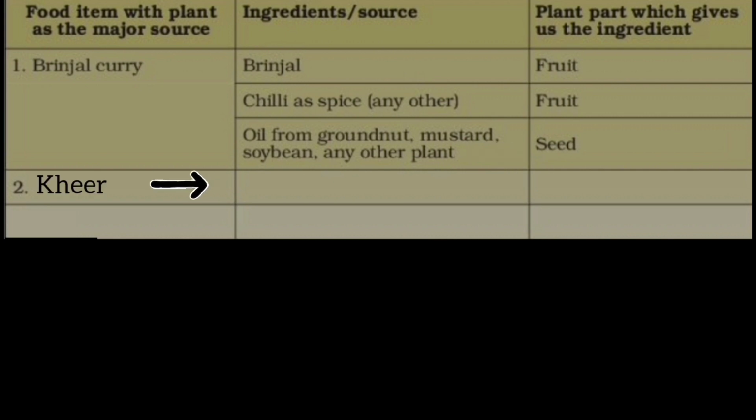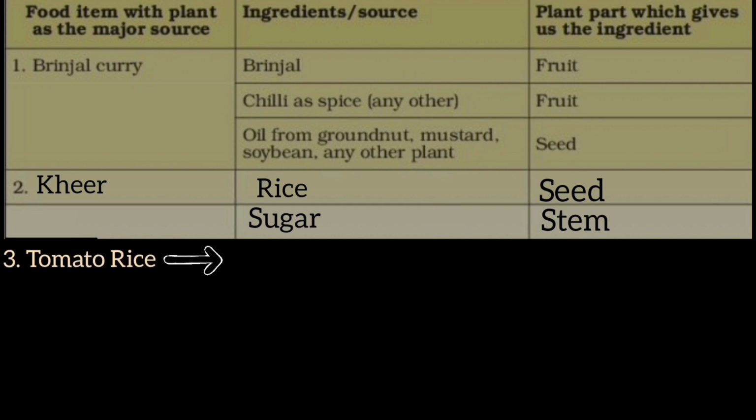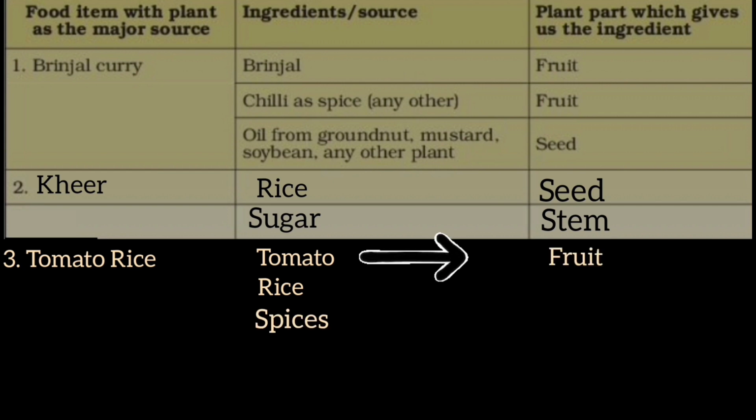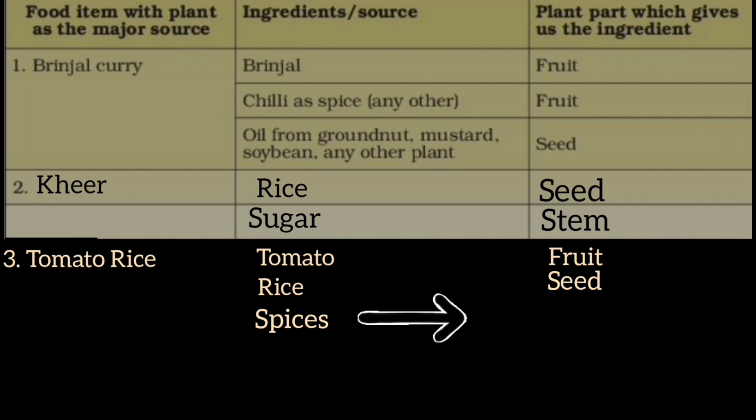Second, we take kheer. Kheer is made up of rice and sugar. Rice is the seed part of a plant. Sugar comes from sugarcane, so it is the stem part of a plant. Third, tomato rice. Tomato rice is made up of tomato, rice and spices. Tomato is the fruit part of a plant. Rice is again the seed part of the plant. Spices come from leaf, fruit and seed part of the plant.